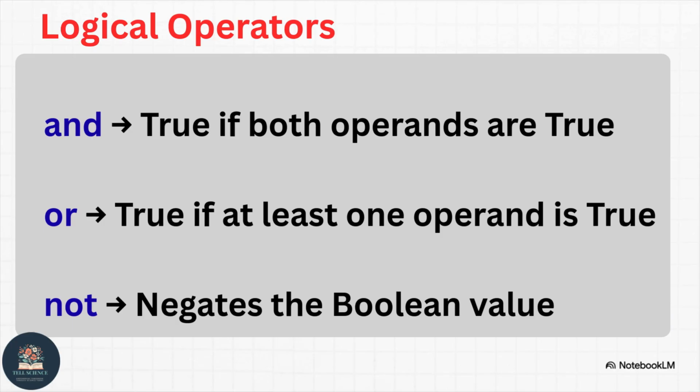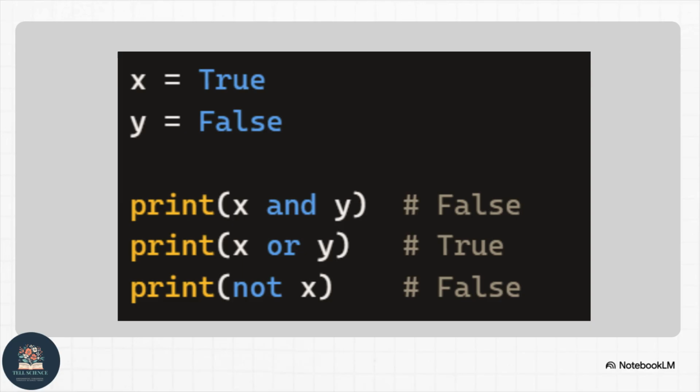And finally, we have NOT. This one is the simplest of them all. It's basically a light switch. It just flips the value. So not True becomes False, and not False becomes True. Super useful for inverting a condition.